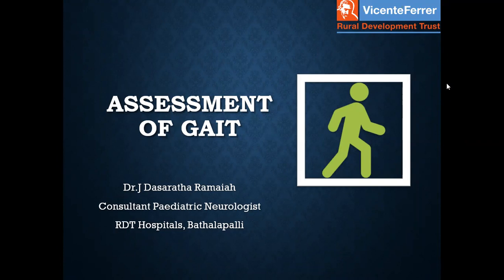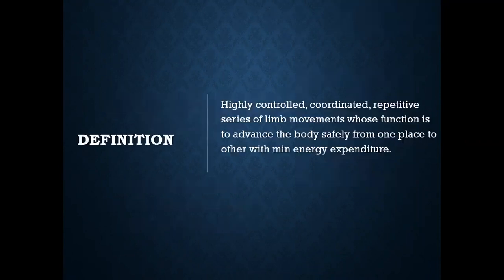Good evening, all. Today we'll discuss how we have to assess any child with gait issues. So, definition of the gait: it's a highly controlled and coordinated, repetitive series of limb movements, and its function being to advance the body safely from one place to another with the minimum energy expenditure.